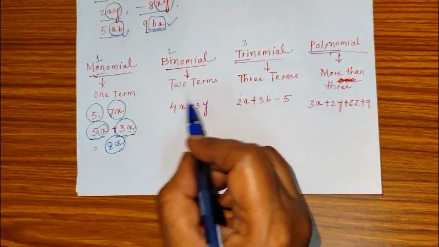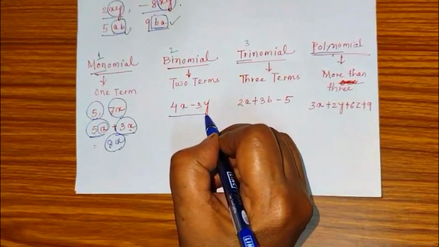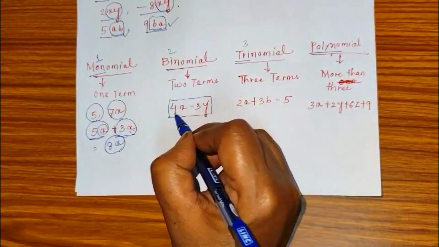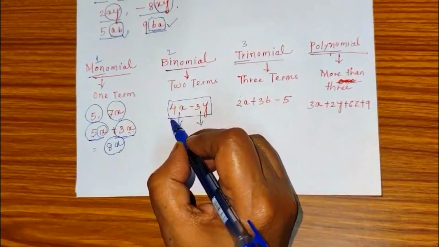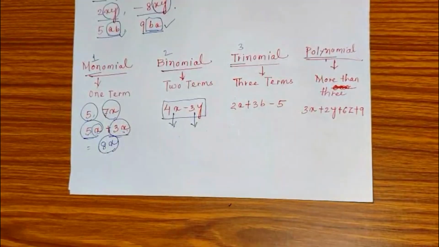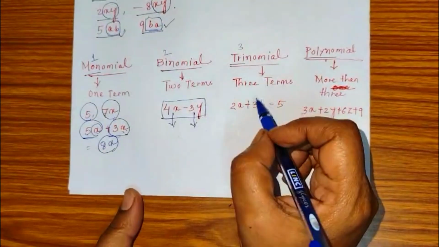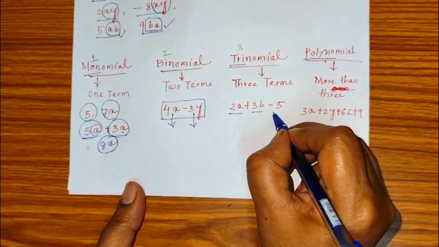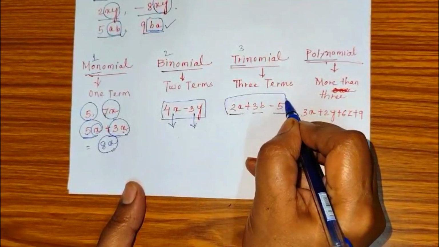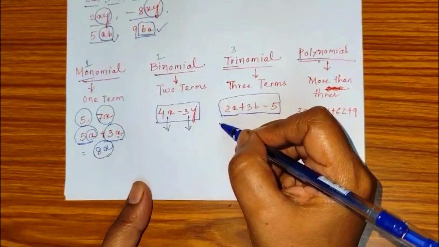Binomial, if there are 2 terms. See here 4x minus 3y. 4x is a term, 3y is a term. In this expression there are 2 terms. So this is binomial. Trinomial, there are 3 terms, 2a, 3b, 5. So this expression is called trinomial.